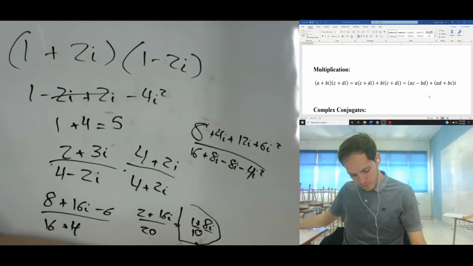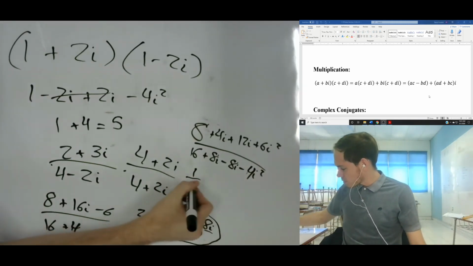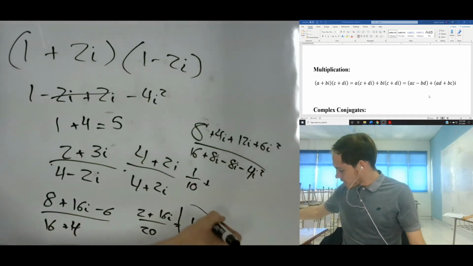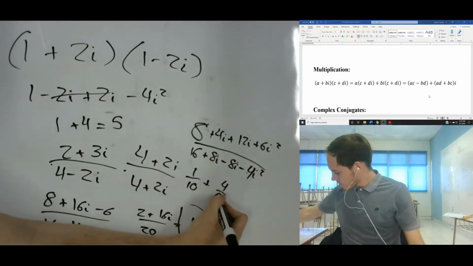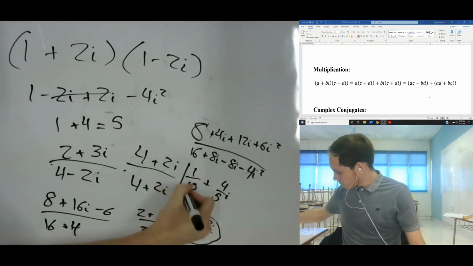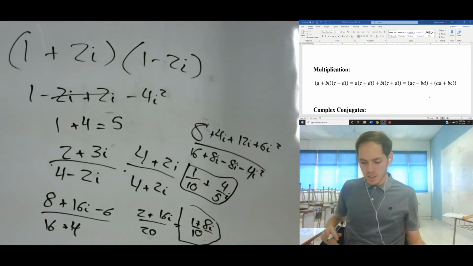Yeah, and so the way the book does it is it separates this. So this is 1 over 10 plus, and then 8 divided by 10 is 4 over 5, so 4 over 5 i. So this is the way the book does it.